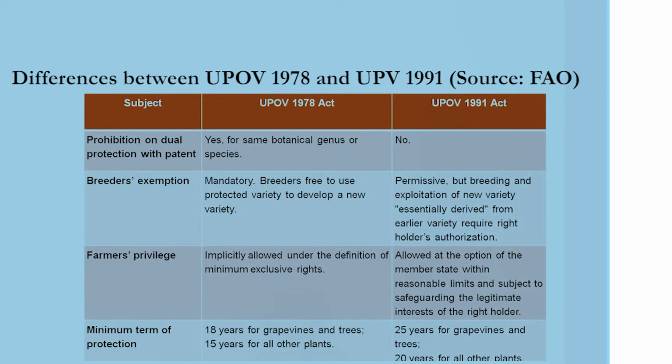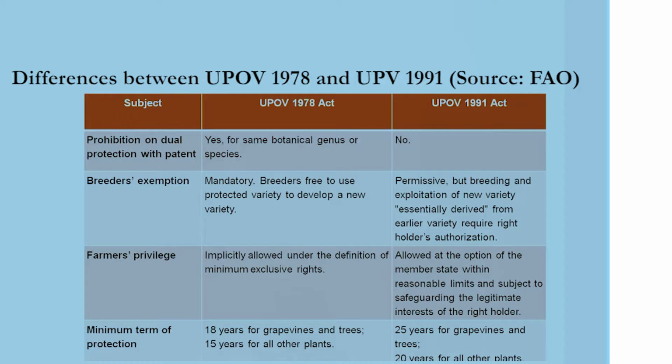In case of prohibition on dual protection with patent, the 1978 Act specifically requires that there must be no dual protection for a botanical genus or species. In case of the 1991 Act, there is no such requirement. The breeder's exemption is mandatory in case of the 1978 Act, where breeders are free to use a protected variety to develop a new variety.